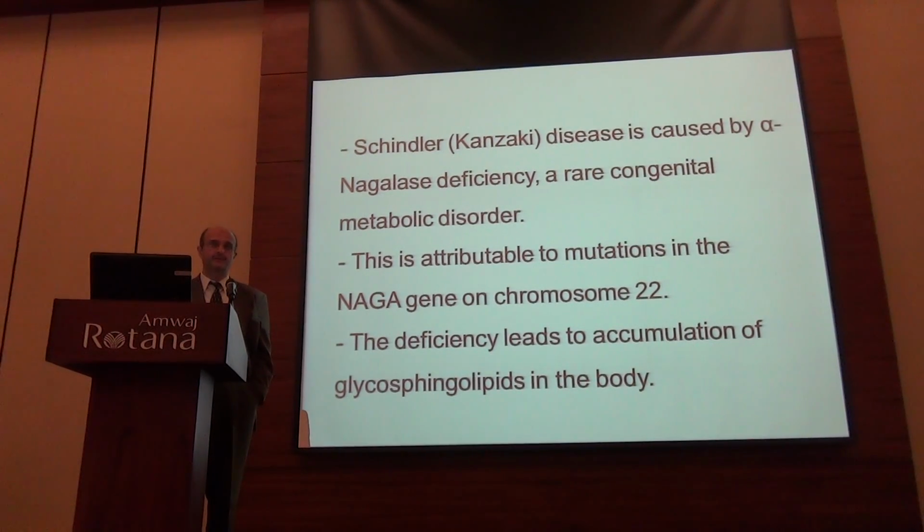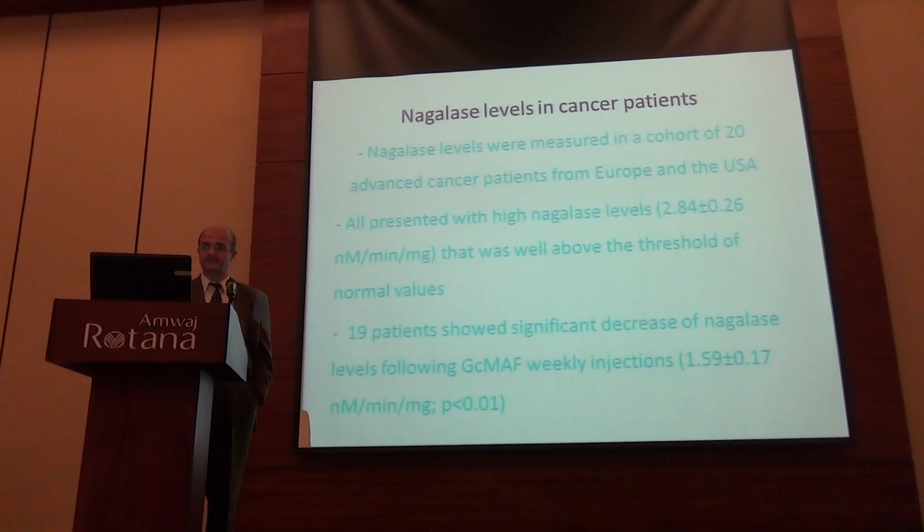And as I said, if you don't have this gene, or if this gene is mutated and malfunctions, then there's accumulation of sugars, glycosphingolipids, in the body, and this is toxic and can be fatal. Okay. Now let's look at what happens to nagalase and its interaction with GcMAF.